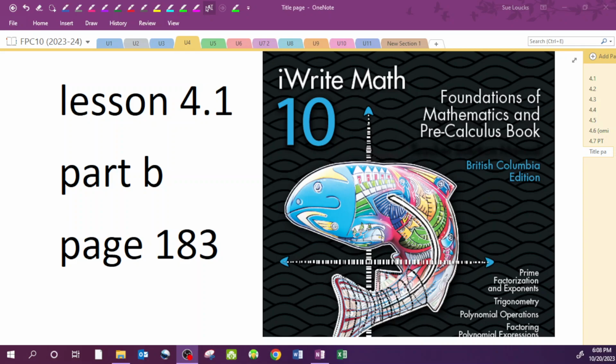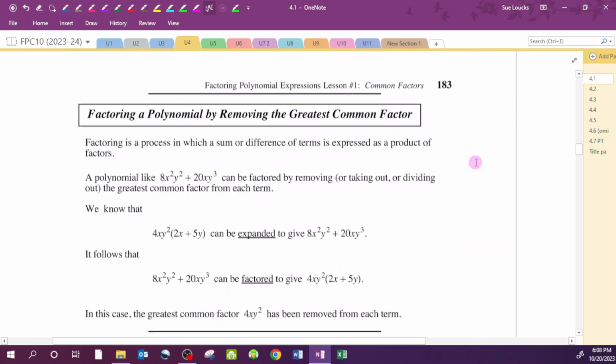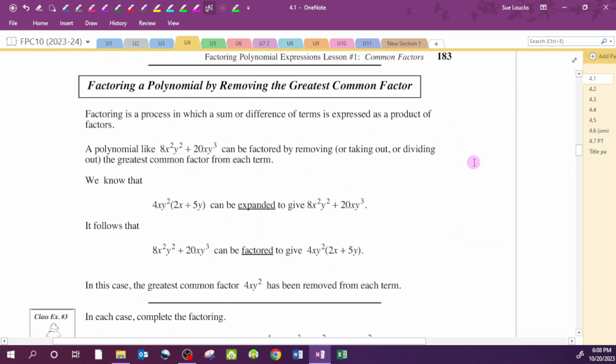And we're back for lesson 4.1, part B, starting on page 183. And I should have turned the page up. Here we go. This is going to actually factor a polynomial by removing the greatest factor. So in the previous page, we were identifying the polynomial or the greatest common factor. This time we're going to actually separate it out.